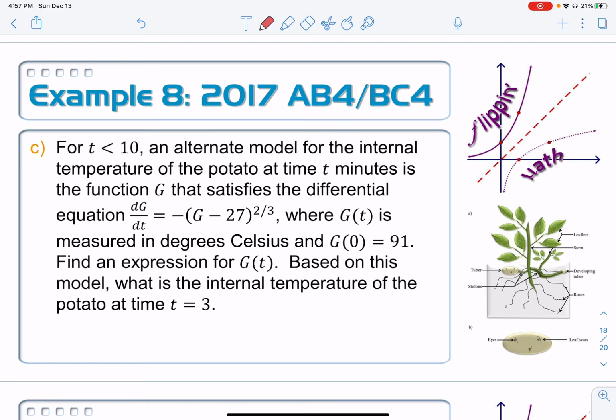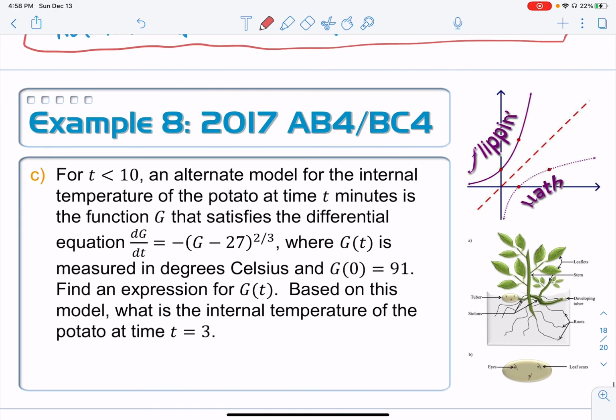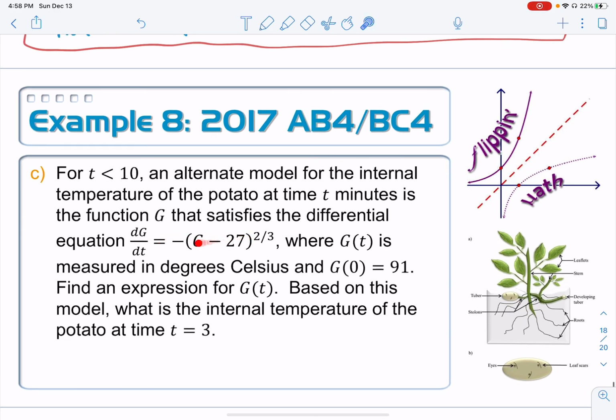Sneak preview. For time t less than 10, an alternate model for the internal temperature of the potato at time t minutes is the function g that satisfies the differential equation, and then it gives us a differential equation there, where g of t is measured in degrees Celsius and g of 0 is equal to 91. Find the expression for g of t. Based on this model, what is the internal temperature of the potato at time t equals 3? We don't have the tools necessary to actually find g of t because it involves solving this differential equation, particularly at (0, 91), which needs some integration.